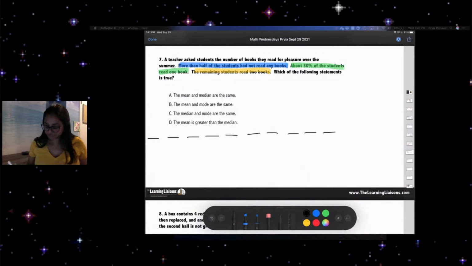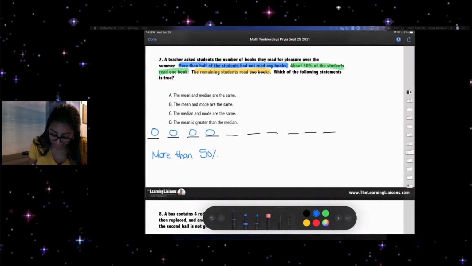So now that I have my 10 students, what does my information say? It says more than half. Well, what is half? Half of 10 is 5, but we need more than half, which is saying more than 50%. And more than 50% of the students hadn't read any books. Well, if 50% is 5, then I just need more than 5. That sounds like 6 to me. So there are 6 students that read 0 books.